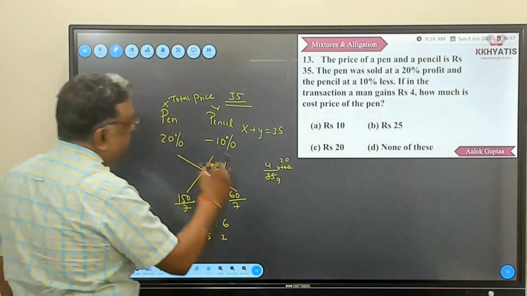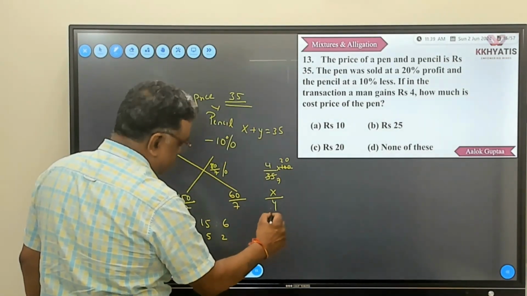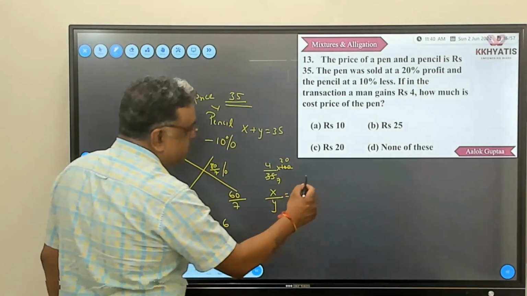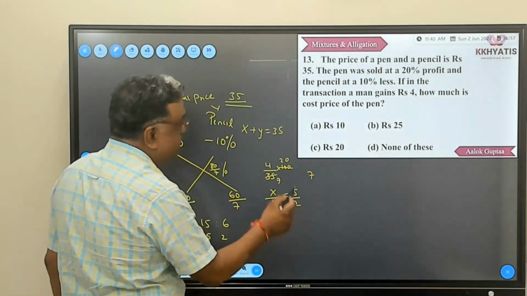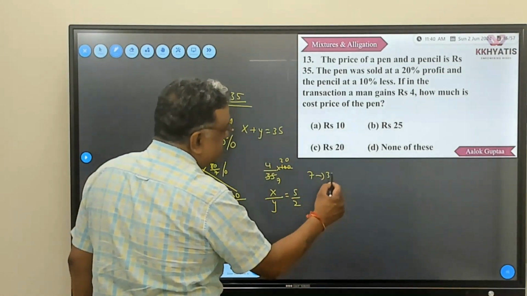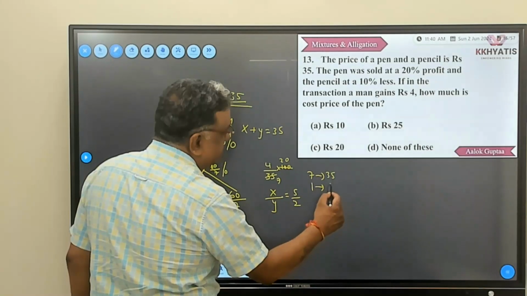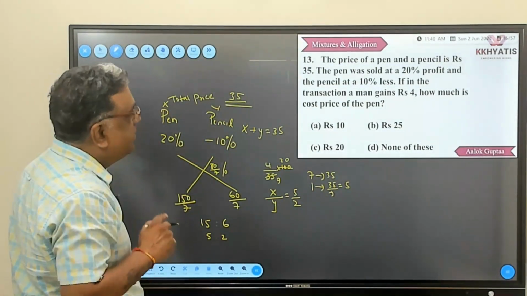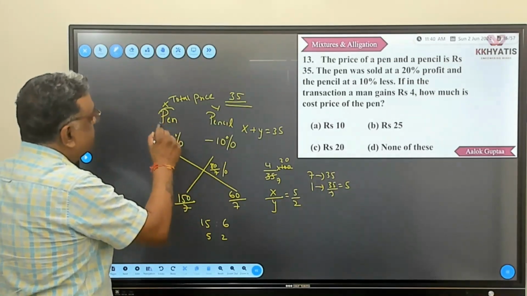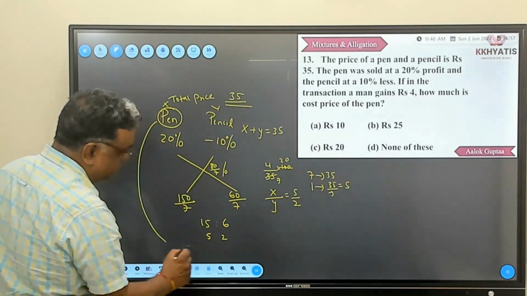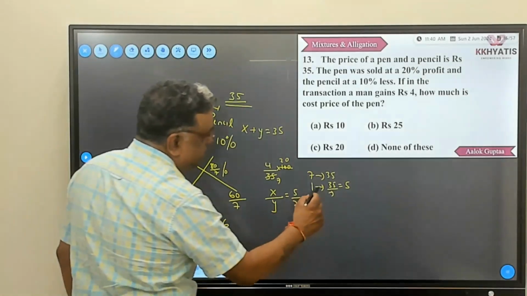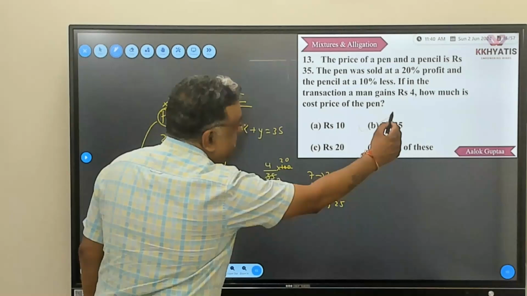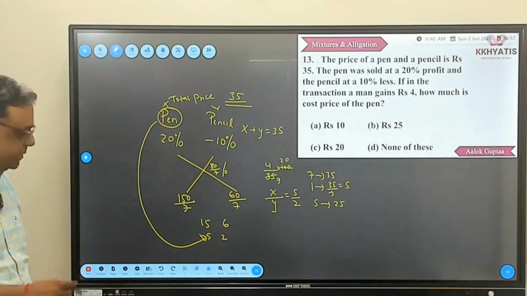So the ratio of the price of pen and pencil is 5 is to 2, which means the total is 7. X plus Y is 7, whose price is given as 35. So the price of one unit would be 35 upon 7, which equals 5. And they've asked us the cost price of the pen. So pen corresponds to 5 units. So if 1 is 5, 5 will be 25. So 25 is the cost of the pen. Clear?